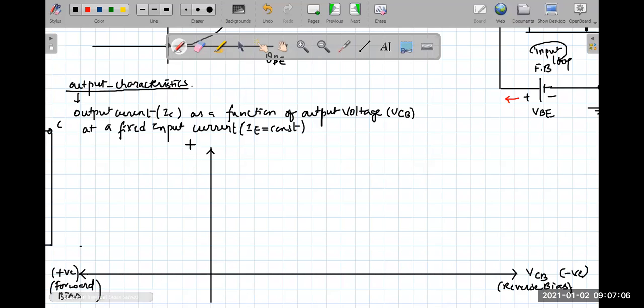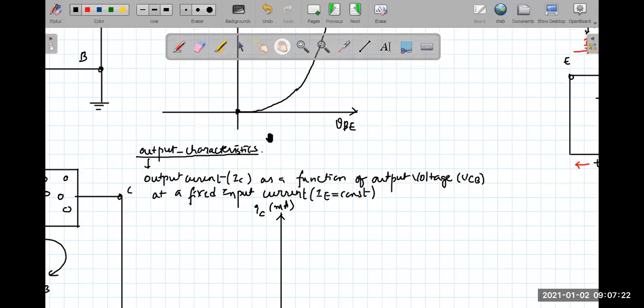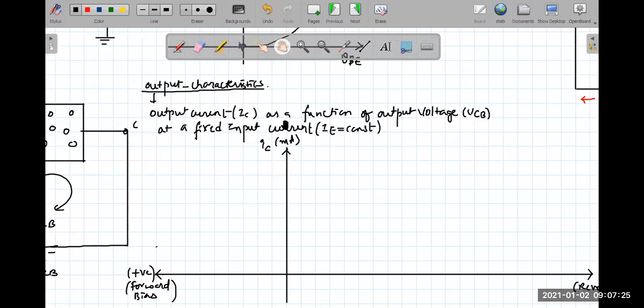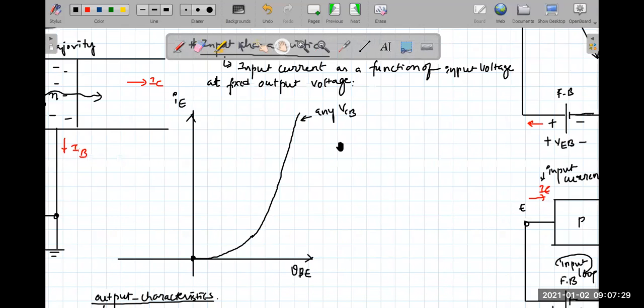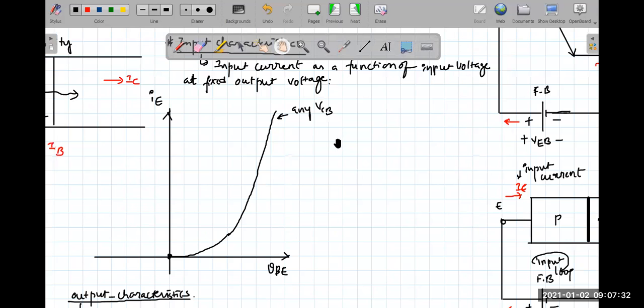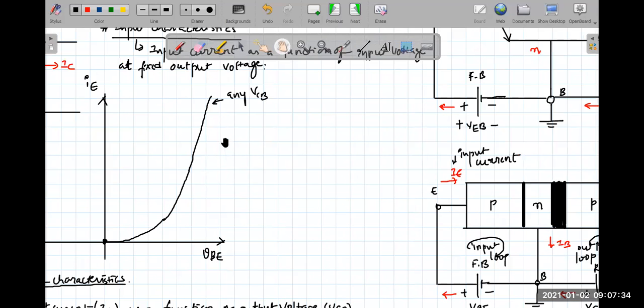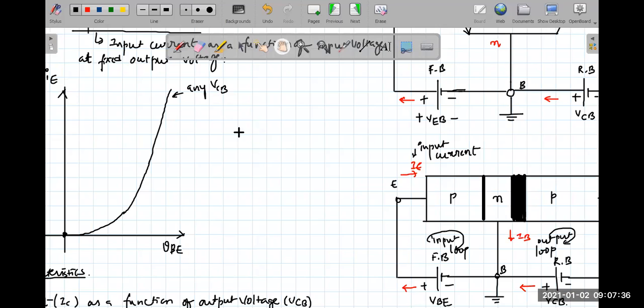Now coming to here, this is the collector current, which is nothing but the output current, expressed in milliampere. Now look here, one logic. Before coming to this output, let's go back once to the input. Here we said that we have to fix the output voltage. Now my question is, if we increase the output voltage, how will this graph vary?